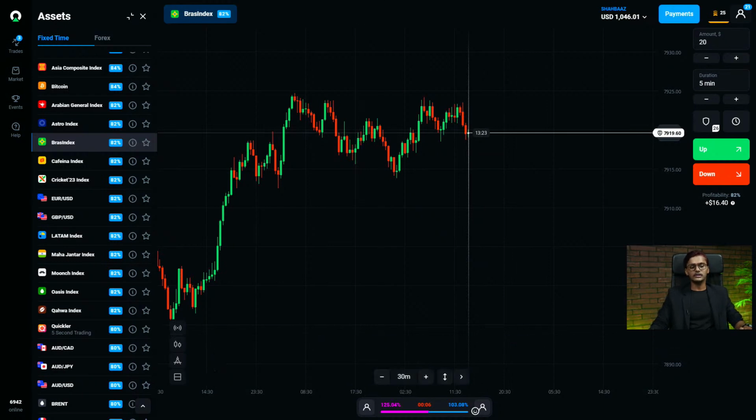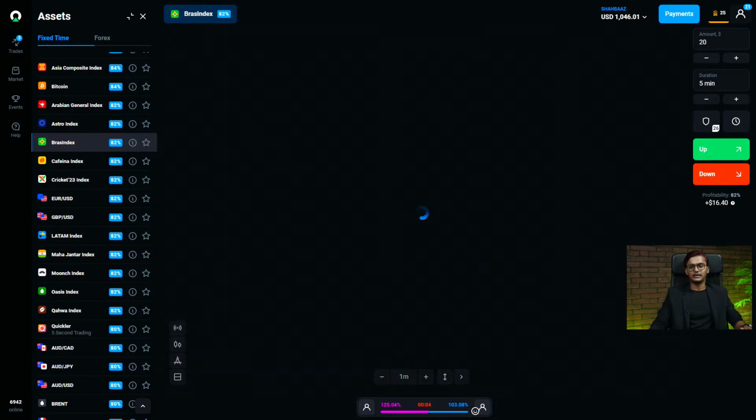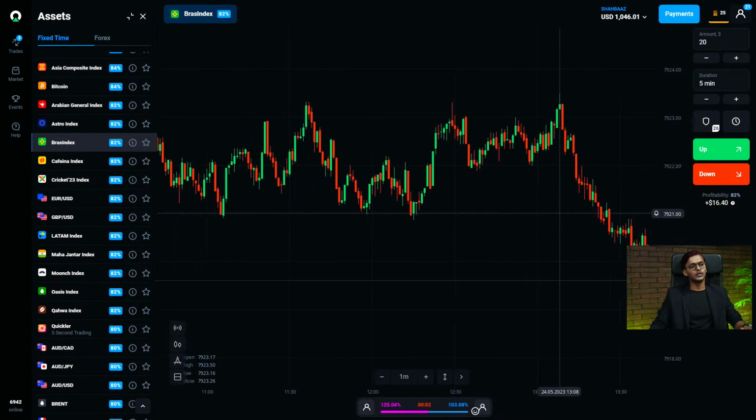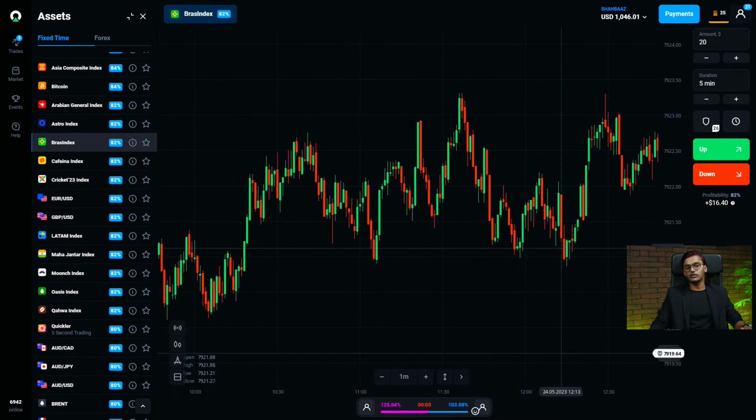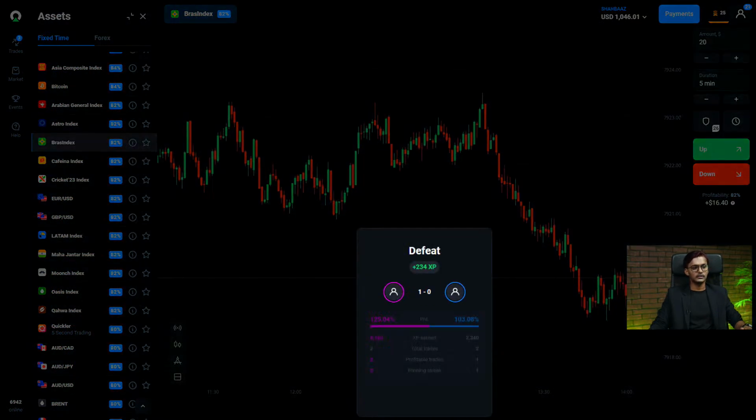Why I don't need it? Because I am at a very small time frame. At a very small time frame, I just have to look a little back at what was happening. So there was a consolidation.